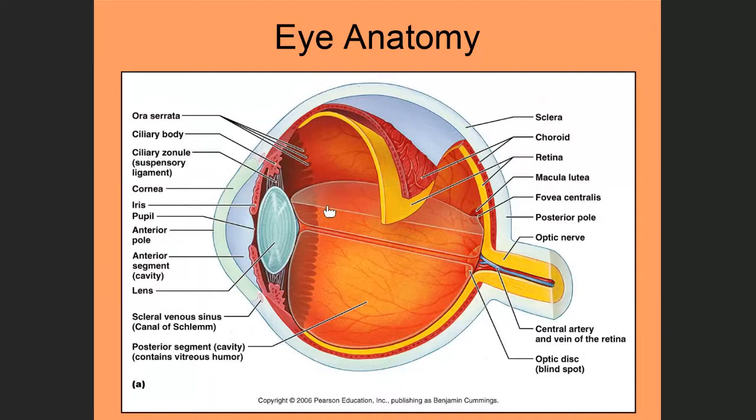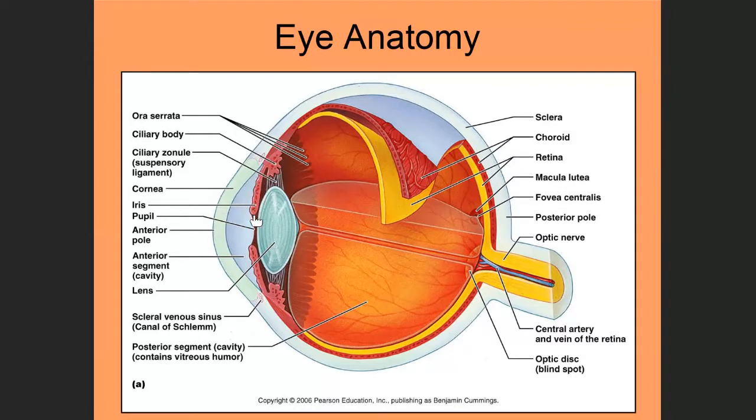So we've talked about the wall of the eye. We've talked about the two different hollow chambers that are filled with fluid in the eye. What I want to do now is focus on these structures in here that sit really in between the anterior segment and the posterior segment. So the first of these that you can see right here, this is really an outcropping of that choroid, the middlemost portion of the eye.